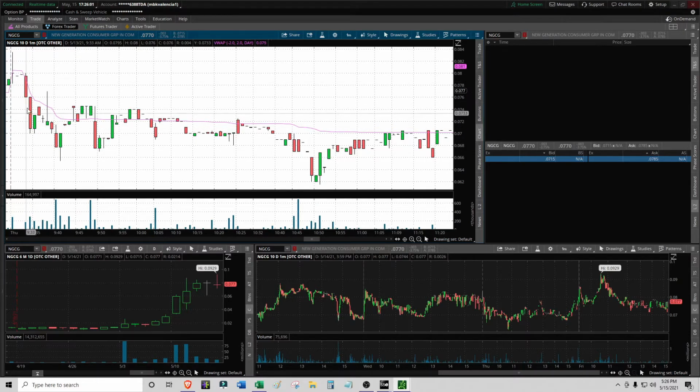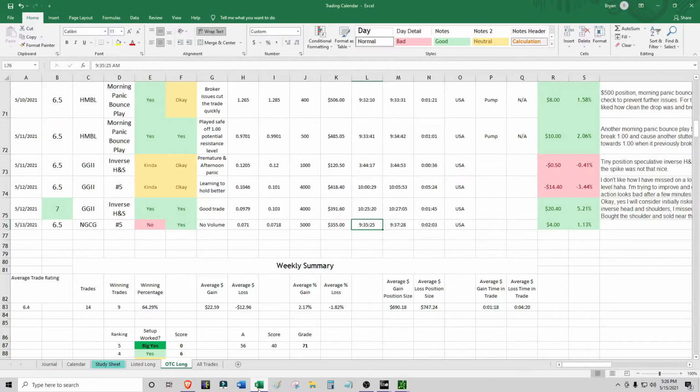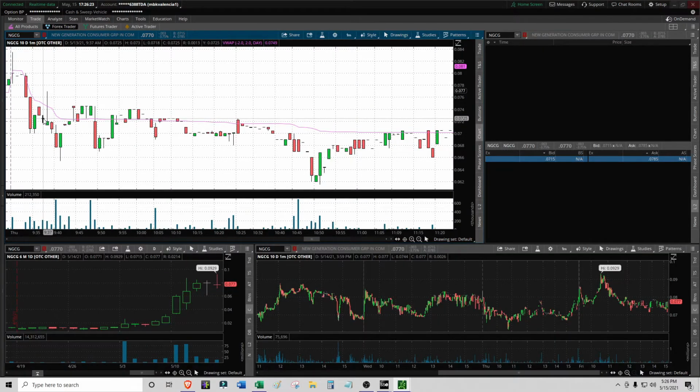It just right here looks nice. 2 clean big red candles for a morning panic bounce play, right? I took a buy at 935.71 right about here, but then it started to look all sketchy after I bought it. We had this candle here. I tried selling there, but I wasn't able to get executed. Ultimately sold at 937.18. This sketchy candle right here, and I sold at 937.18, so right about right here.